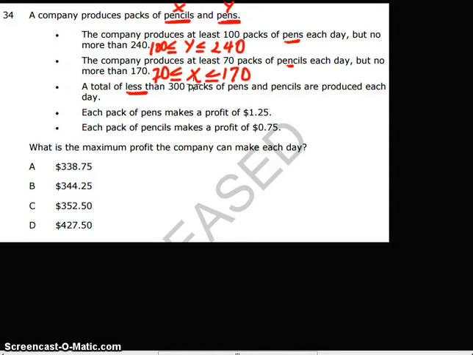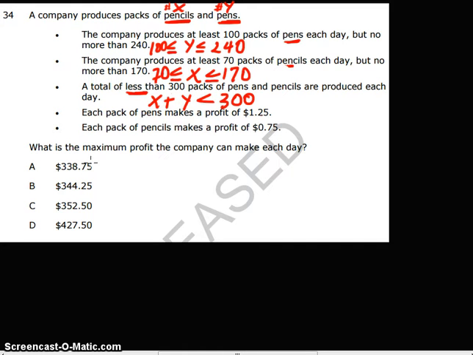So when we remember X and Y are number of pencils, I should actually write number right here, it would help a little bit. So if I combine the number of pencils and pens, they cannot be more than 300. Remember, this is less than, so we cannot have the equal sign. Now we know that each pack of pens costs about $1.25, and then each pack of pencils costs 75 cents.